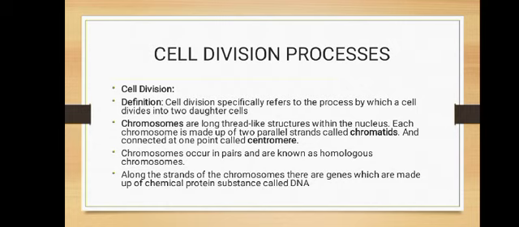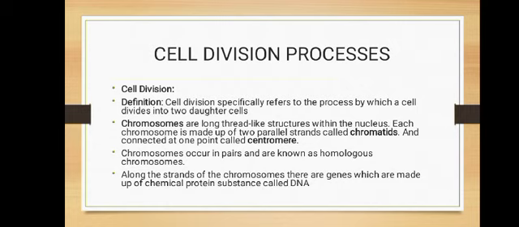Cell division specifically refers to the process by which a cell divides into 2 daughter cells. For example, if we had one single cell and we divide this one cell into 2, it becomes 2 daughter cells. Chromosomes are long thread-like structures within the nucleus. Each chromosome is made up of 2 parallel strands called chromatids, connected at one point called the centromere.